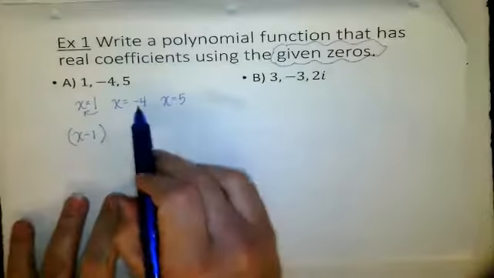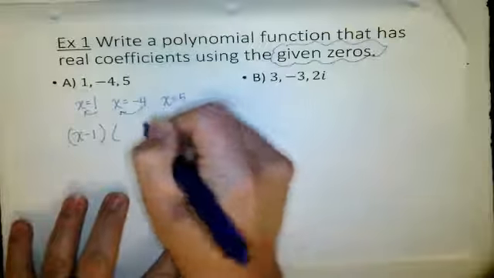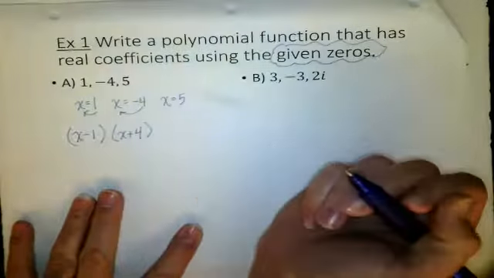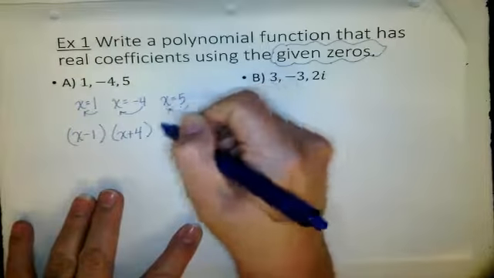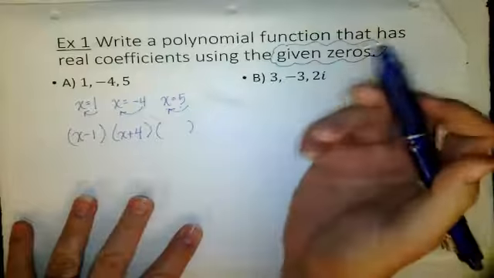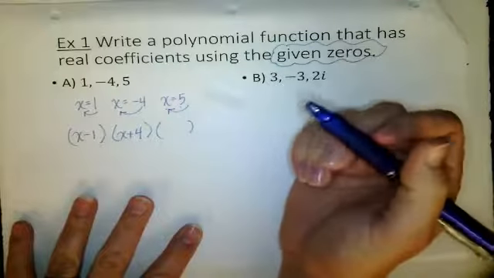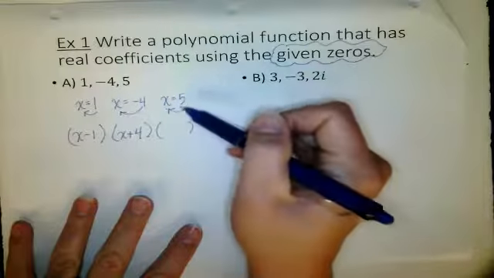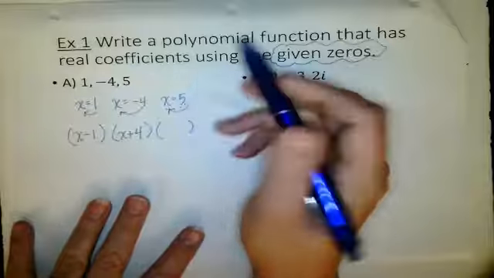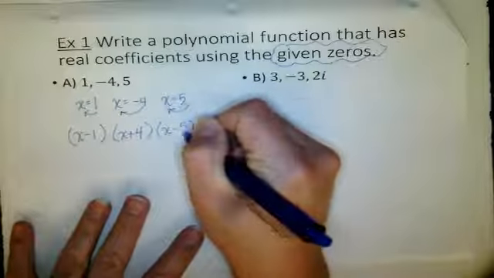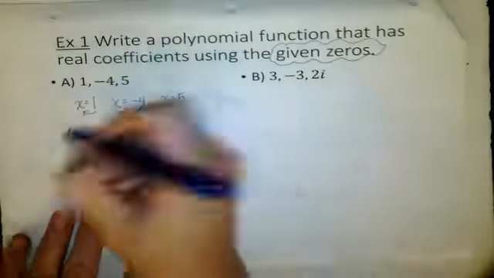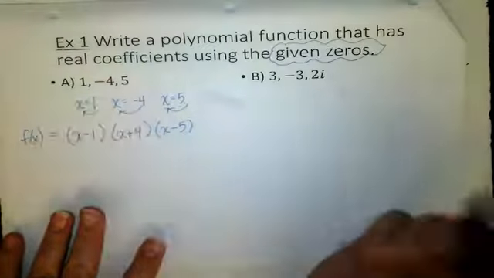If I have x equals -4, what bubble did it come from? X plus 4. If I have x equals 5, what bubble did it come from? -5. Yeah, all you have to do is slide them back over so that they're the same side as x. And now our job is just to multiply. And that's going to give us our little polynomial.